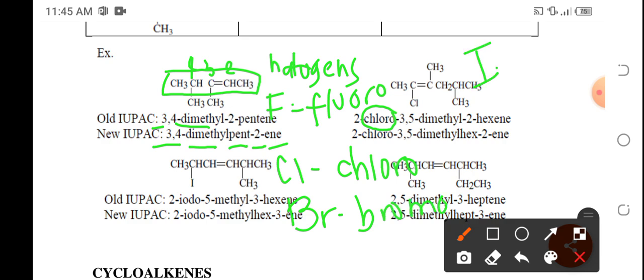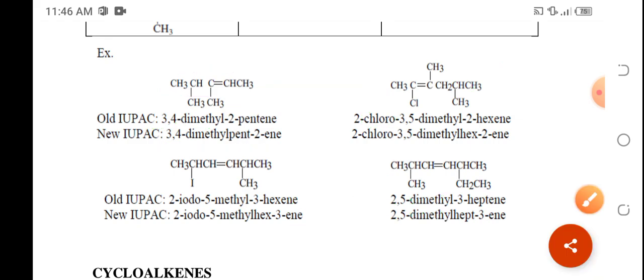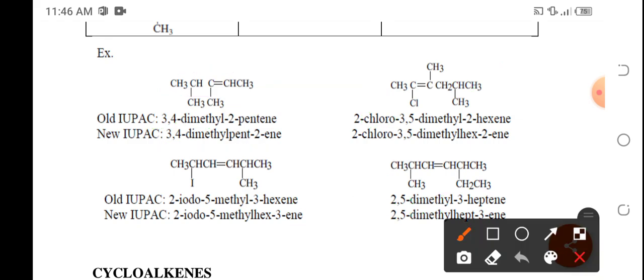And iodine will be named as iodo. So take note of those. So hindi lang dito methyl, ethyl, hindi lang alkyls ang pwede nating substituent, pwede rin ang halogens. Okay. So for this example, the parent chain will have how many carbon atoms?